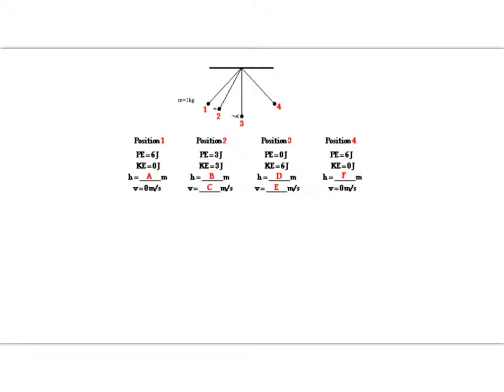Here we see a pendulum, and we're going to find the height and the velocity of the object at positions 1, 2, 3, and 4. We are going to assume this is the base of the motion, where the height is equal to 0. At position 1, the potential energy is 6 joules. As potential energy is equal to mgh, let's put in the values: 6 is equal to mass 1 times g 10 times height. So the height is equal to 0.6 meter.